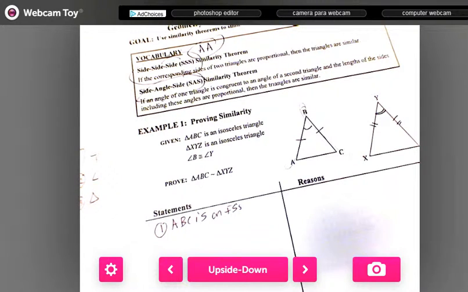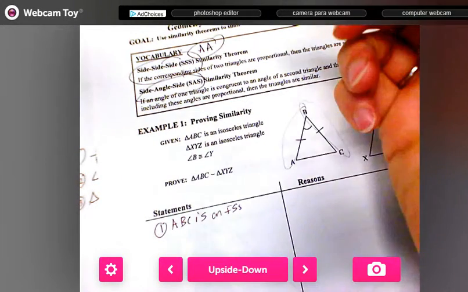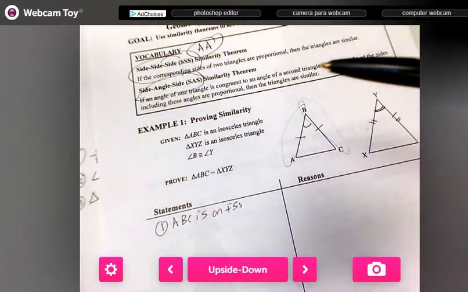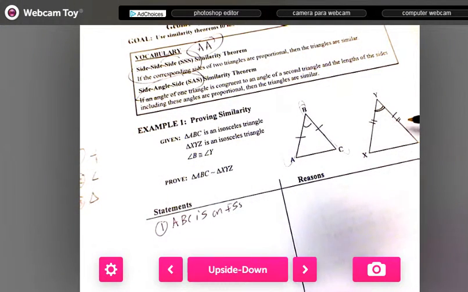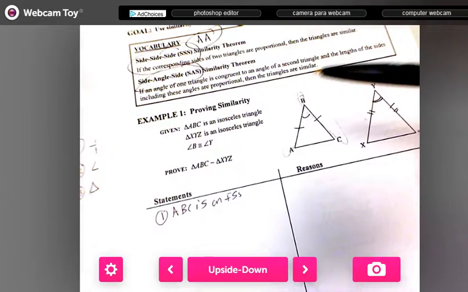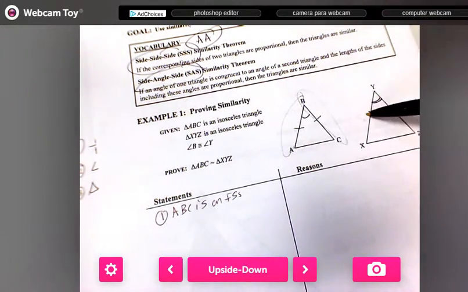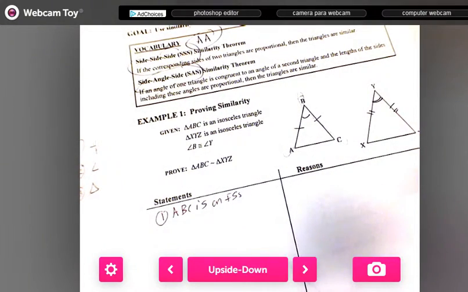Right, so what we're starting with here is our possible answers: angle, angle, side, side, side, or side, angle, side. We know ABC is an isosceles triangle, and XYZ is an isosceles triangle, and angle B and angle Y are congruent to each other. Remember with isosceles triangles that opposite sides are equal to each other, therefore they're proportional.